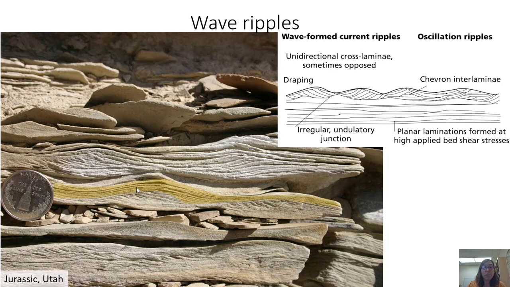That's the draping. Do you also see some unidirectional laminae? I see some right here. We know that the water was moving toward the right based on the direction of the slope of the foresets. But in the next ripple, the water is moving toward the left based on the direction of the foresets. So we have these symmetrically shaped ripples, but the cross stratification within them is moving in different directions, and they are often draped by these undulatory laminae.